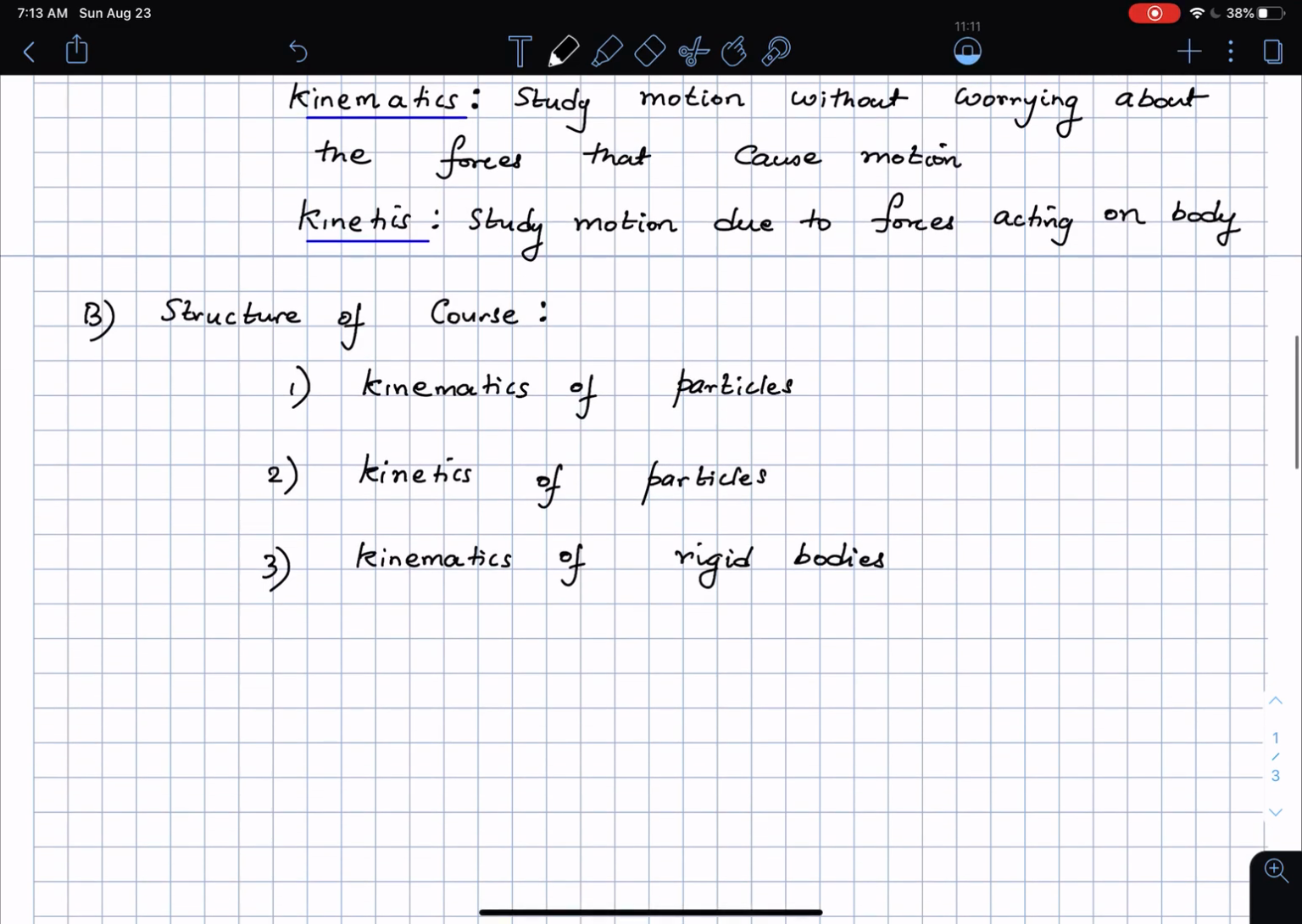And then lastly, we shall look at the kinetics of rigid bodies. As we look at the kinetics of rigid bodies, we will be particularly interested in vibratory motion of bodies. So we shall also place particular importance on mechanical vibrations.